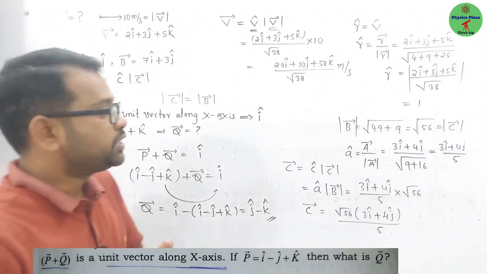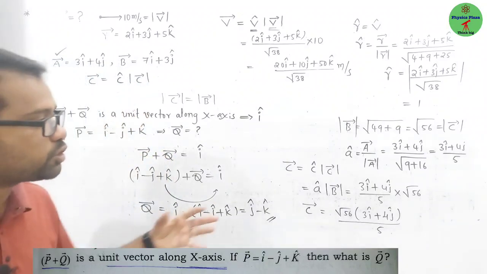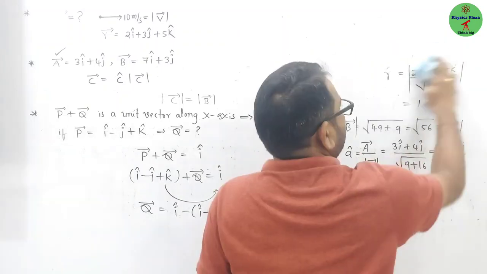Is it clear, children? Just copy this. We do one important numerical, very important. Just copy this. We'll come to that actually.